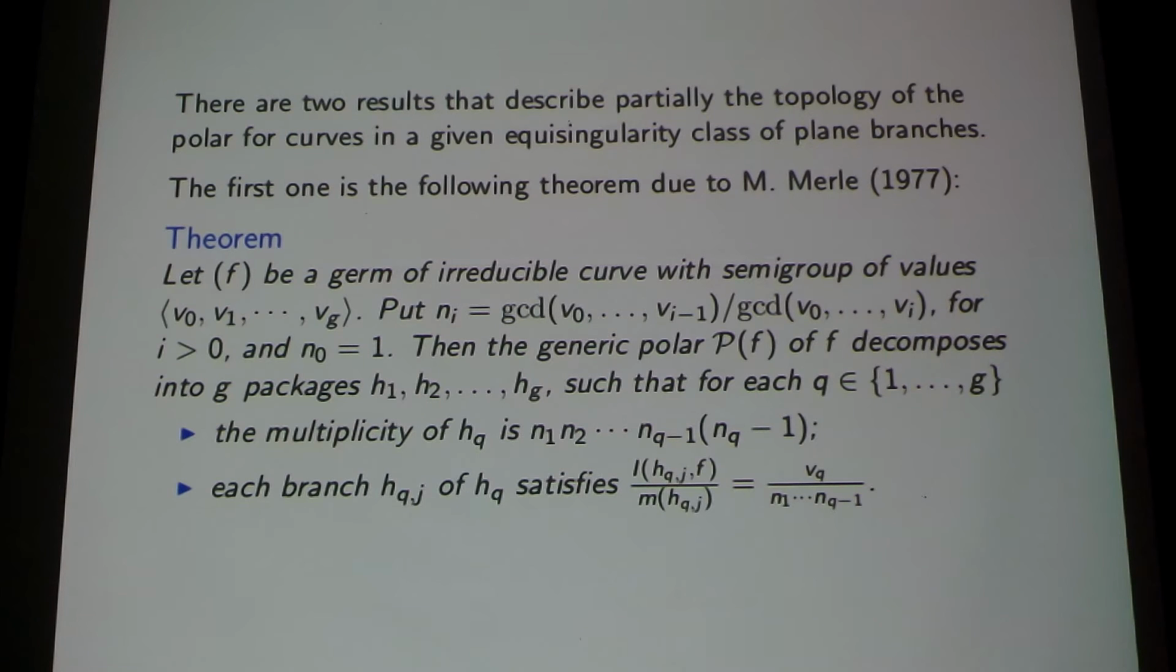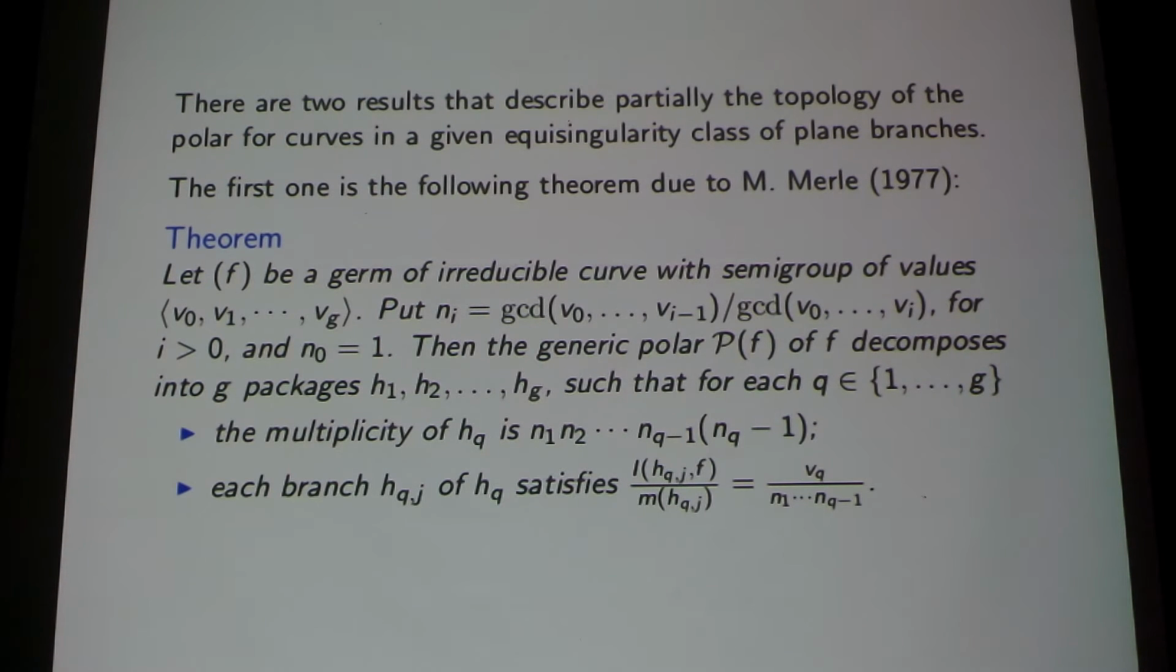H_1, H_2, ..., H_g, such that for each index q, the multiplicity of H_q is given by this number. Each H_q is a curve composed of many branches, usually. They could have only one branch, but usually they have lots of branches, and each branch of H_q satisfies this equality: the intersection number of the branch with f divided by the multiplicity of the branch is equal to this number, v_q over the product of these n_i's.